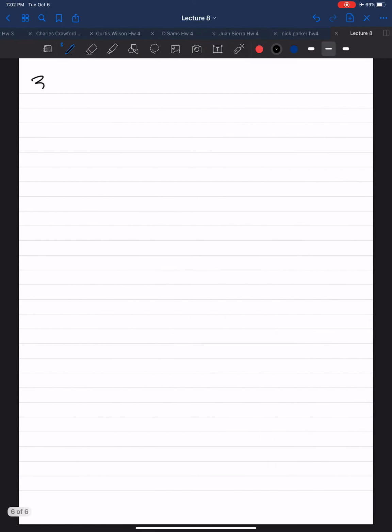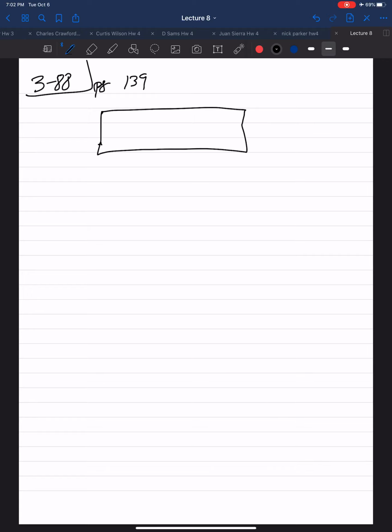Take a look at another problem. 388, same page. Once again, very similar problem to the one we just worked. Instead, they want us to specify the location of the resultant force, I'm sorry, a distance from point A. So let's draw a truck again. Ground.